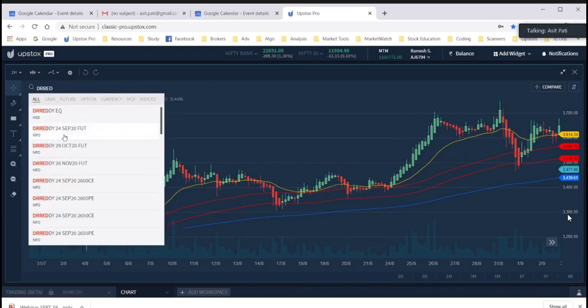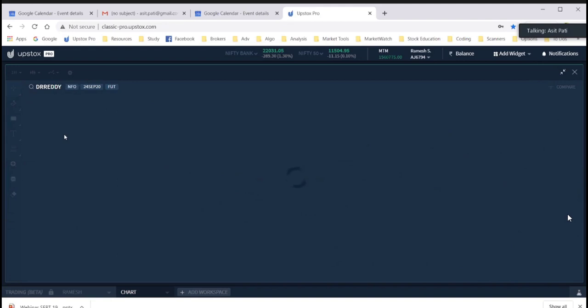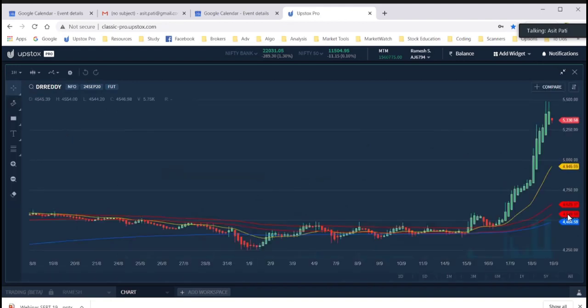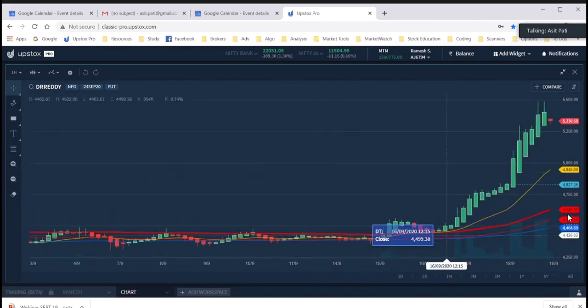Yes, absolutely. See, the point is that you are not going to get that much of profit. You can tell me whichever. Look at Dr. Reddy. Obviously, we know about what has happened in Dr. Reddy. See the first time.